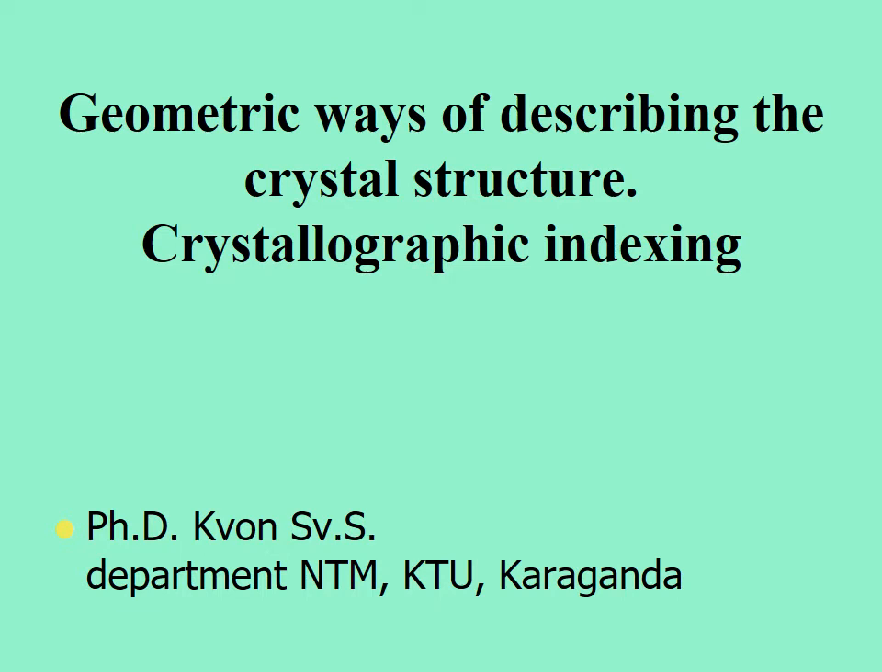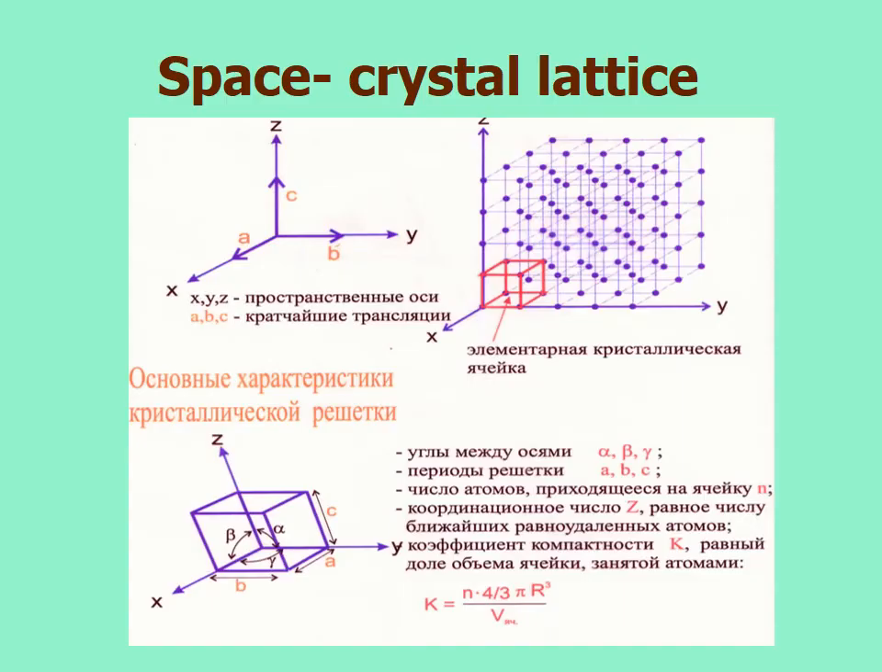Good morning. Today we will introduce the geometric ways of describing the crystal structure, a very important method: the method of crystallographic indexing. Here you can see the imagination of the crystal lattice, the space crystal lattice, and I hope you remember the unit cell and the passport of the unit cell metric, the set of angles alpha, beta, gamma, and the translations a, b, c.